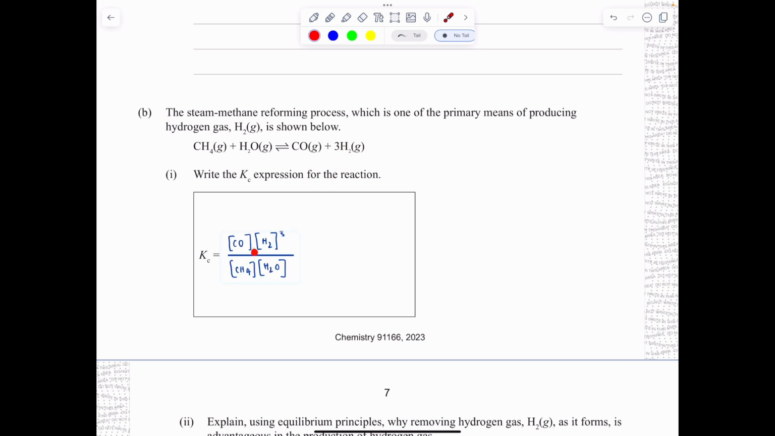Always include square brackets, not round brackets, because square brackets mean concentration. Down below, I've popped in the reactants in their square brackets. And that's just the Kc expression. That's all we need to do for the expression. No maths involved for this because they haven't given us any values.